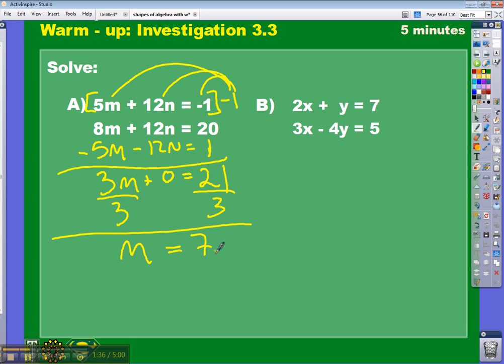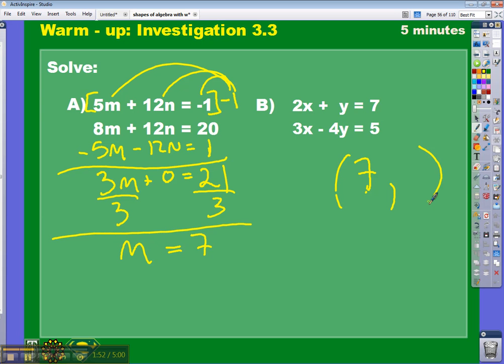But that's only half the story. We know the two lines are going to cross at 7 comma something. I need to find what that something is. So what do I need to do to find what that something is? Plug it in.